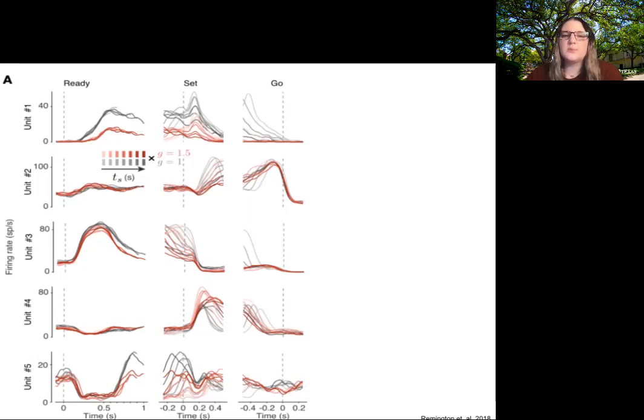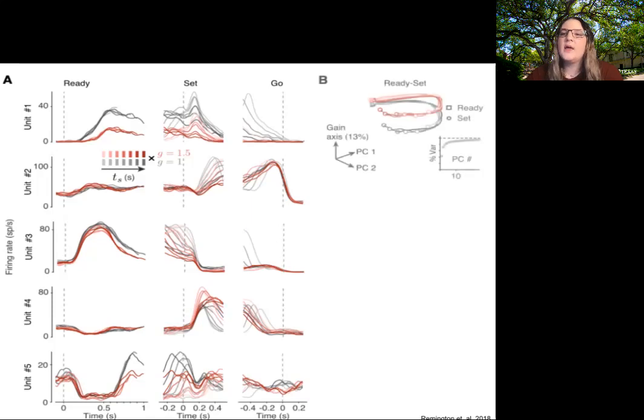But overall, you can appreciate that these responses differ from unit to unit and by time, showing how the responses are heterogeneous. The question is then, how does the population of neurons support the timing task behavior observed? Here we can see the population activity during the ready-set phase. The gain axis shown to the left is the axis where the responses were maximally separated with respect to the context gain.